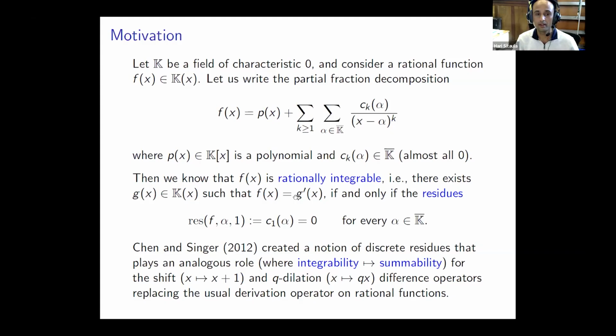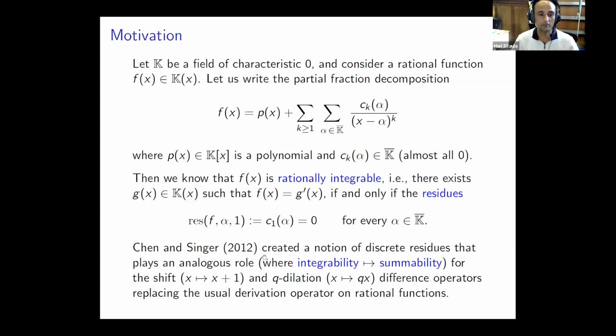Then, as I mentioned earlier, the continuous residue of the rational function can be used to see whether this rational function under consideration is rationally integrable or not. In fact, the rational function is rationally integrable if and only if the classical residue of the rational function of order 1 for each value of alpha is 0. Otherwise, the rational function under consideration is not going to be rationally integrable. This is what we have been practicing since long.